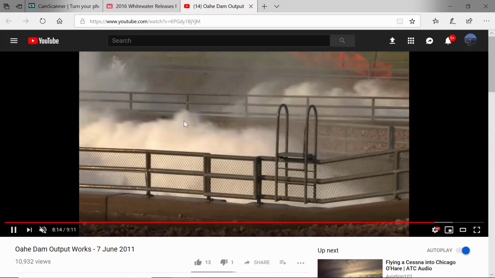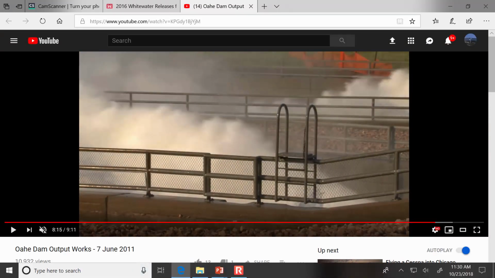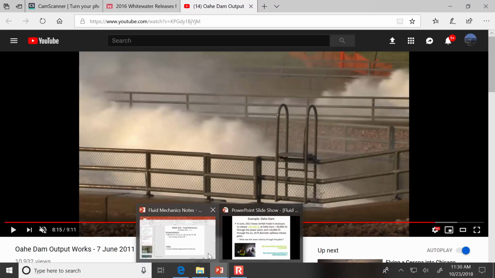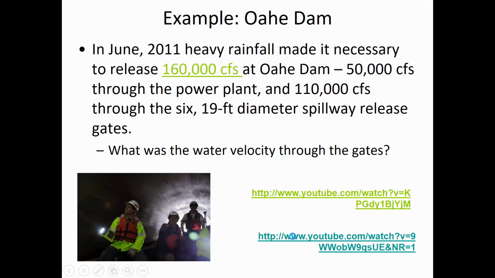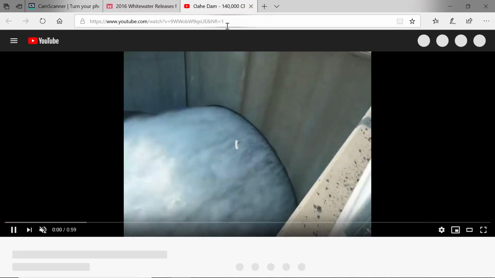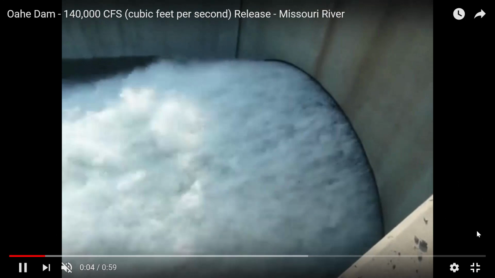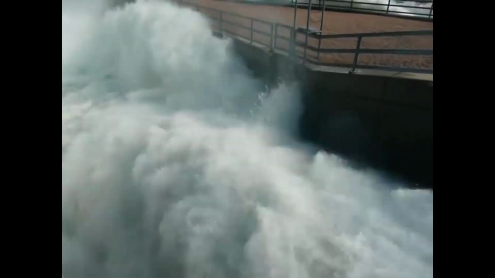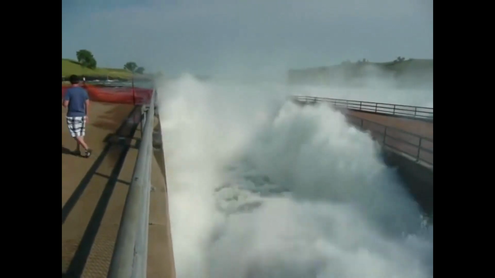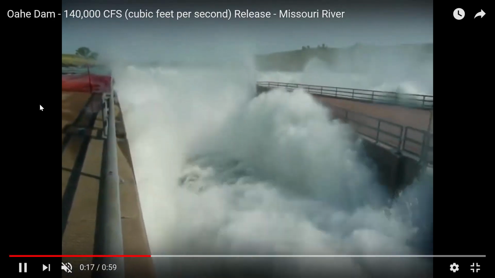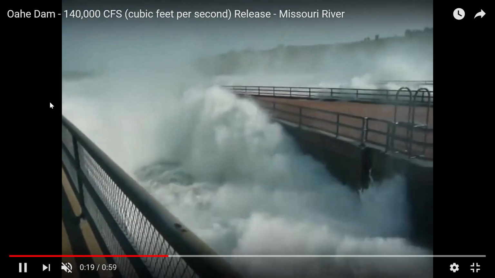All right. So let's watch the other one. I think it's essentially more of the same, but it's nice to watch videos of water. Okay, here's a close-up of the discharge. A lot of turbulence there. Just really violent.